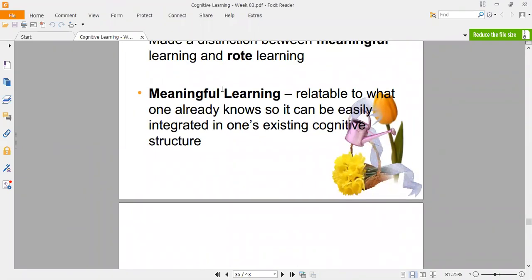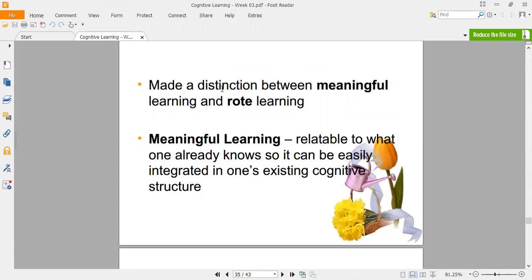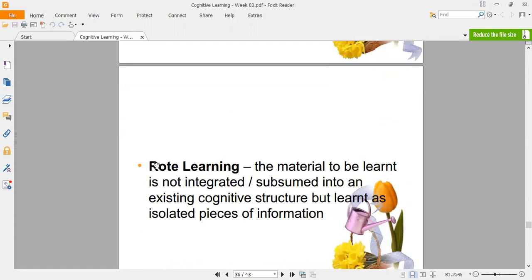Meaningful learning is about relatable ones, so easily integrated into existing knowledge. If it is rote learning, as a teacher you always need to make sure you don't ask the students for analysis or evaluations at the start. Because rote learning is all about what? First, you need to teach them the knowledge, so they have to work based on the definitions, right?